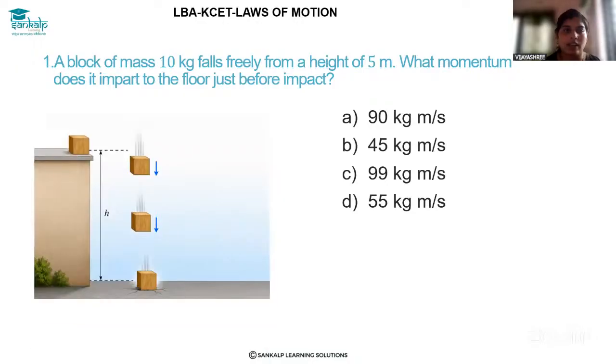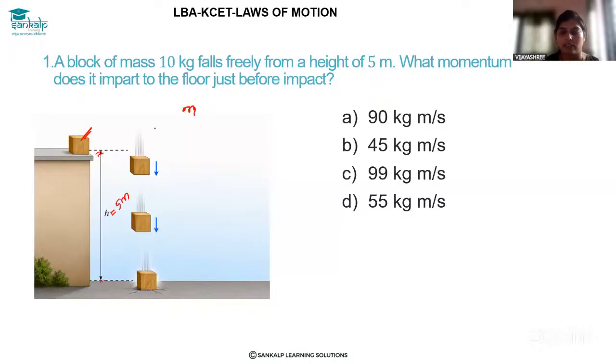So here you can see the picture. Block of mass 10 kg which falls freely from the height of 5 meter. Height from this floor to this height is 5, and we need to identify the momentum it imparts to the floor just before impact. Okay, so let us write the given data first.